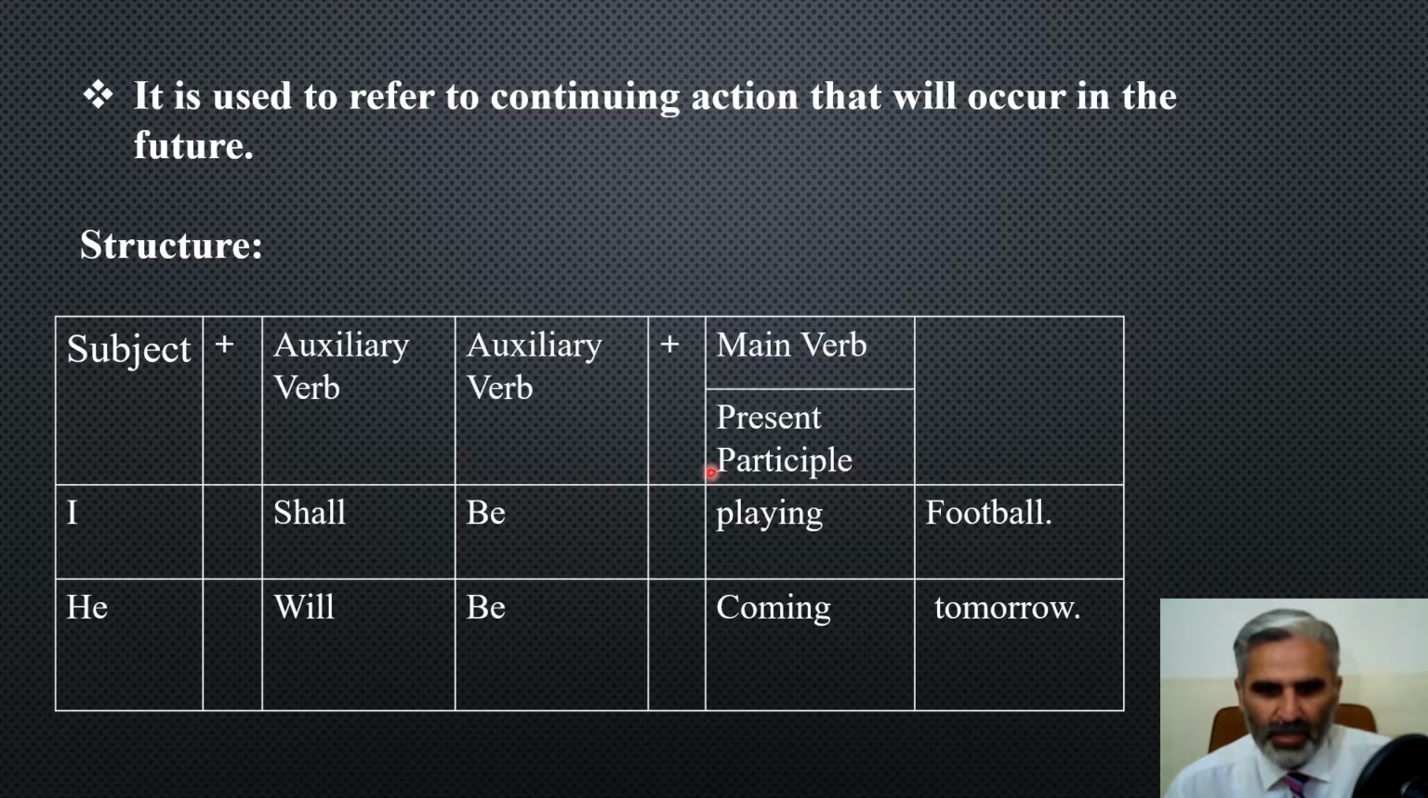The present participle form is that form of the verb where we add ing to the first form, the base form of the verb, like playing, coming. So these are the present participle forms of the verb. This is the simple structure of future continuous: after the subject we use two auxiliaries, shall be or will be, and after the auxiliaries we use the present participle form of the verb. This is the main structure of future continuous or future progressive tense.